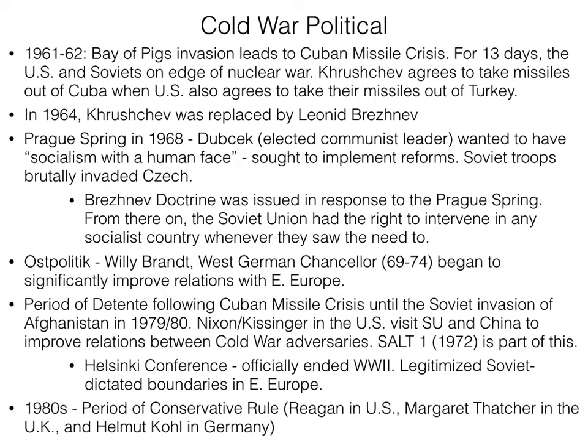The political reality in the 60s is that we come very, very, very close to nuclear war with the Cuban Missile Crisis. What's going to end up happening is that Khrushchev and Kennedy are going to make a deal that Khrushchev's going to take the missiles out of Cuba, and the United States is going to take their missiles out of Turkey, and so they reach an agreement.